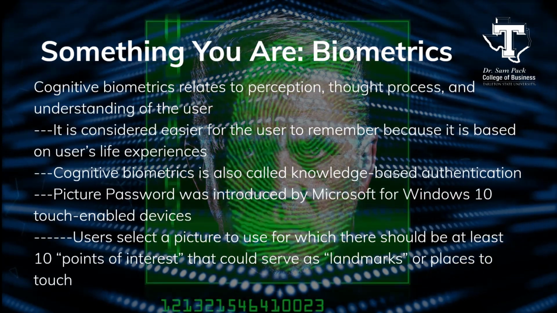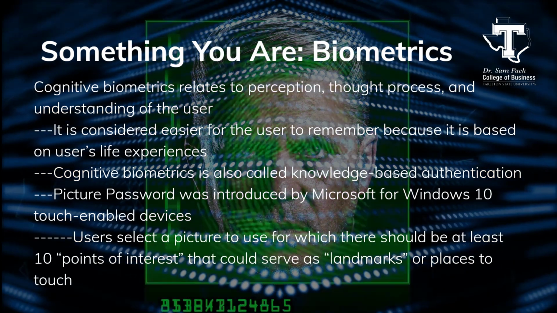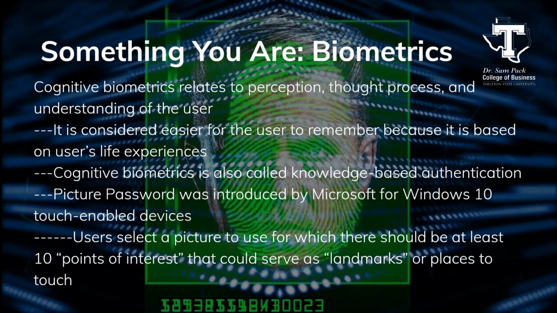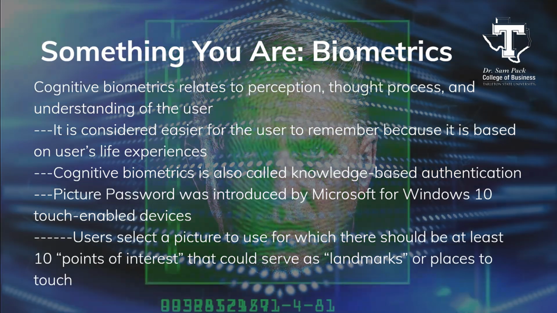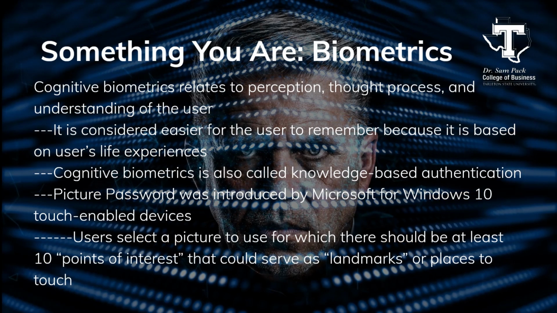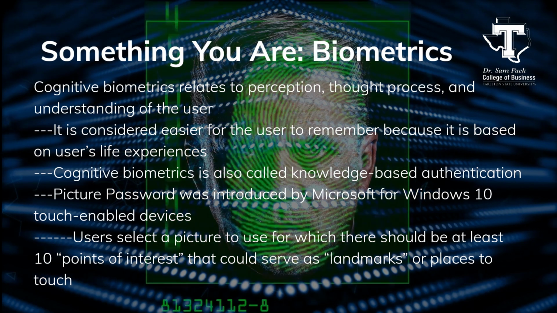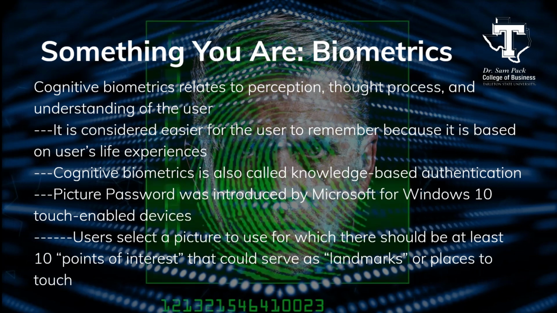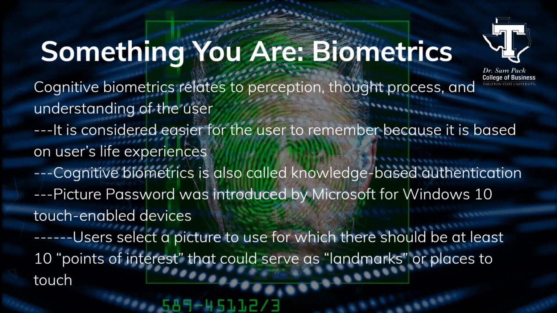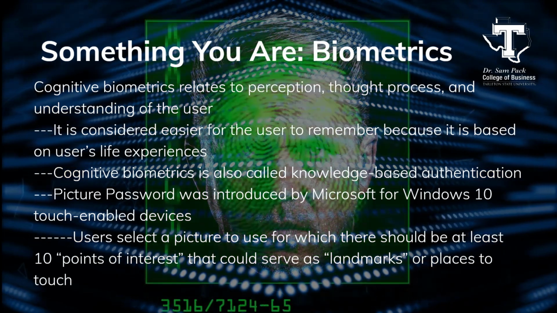Cognitive biometrics is about using a person's unique perception and thought processes for authentication. It's often easier for users because it draws on their personal experiences. Also known as knowledge-based authentication, cognitive biometrics includes methods like Microsoft's picture password for Windows 10. Users choose a picture and create at least 10 points of interest, specific areas to touch or interact with to log in.